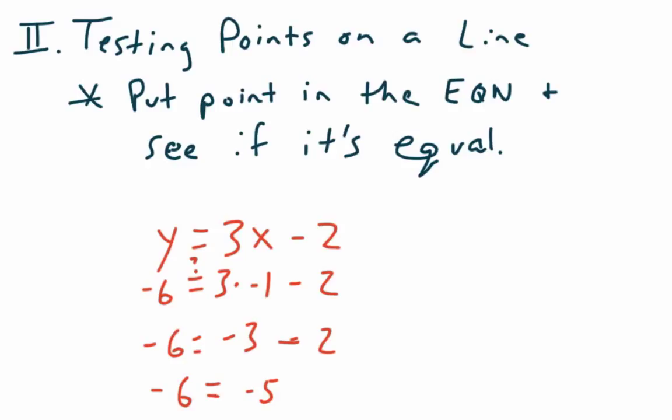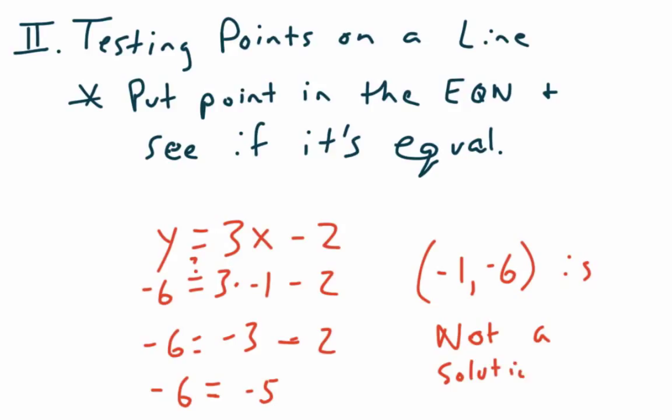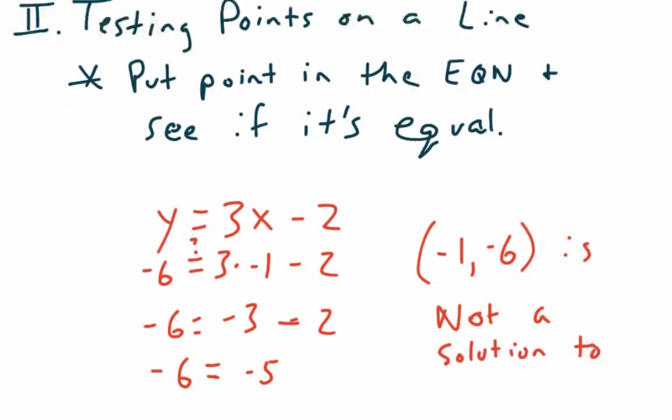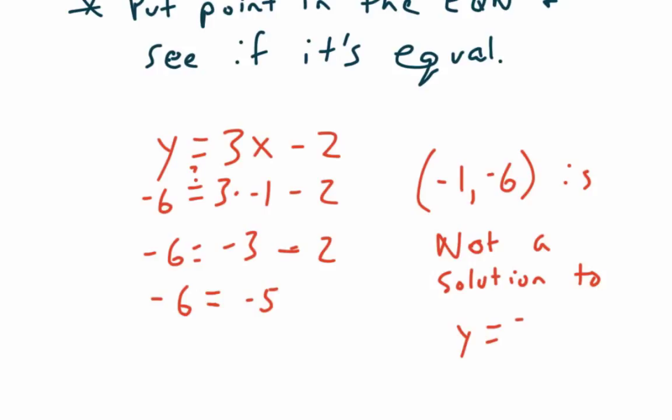No, the teacher just can't draw. So negative 1, negative 6 is not a solution to y equals 3x minus 2. Or you could say negative 1, negative 6 is not on the line y equals 3x minus 2. Good?